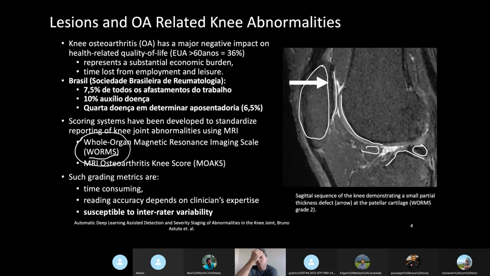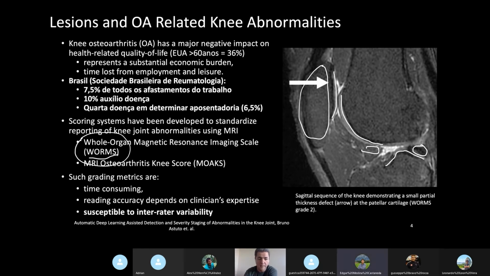The thing is that this 1,500 images that I used to train my models were graded over like 10 years of radiology research. These gradings are very time consuming. The accuracy depends a lot on the expertise of whoever is grading, and they are very susceptible to inter-rater variability, meaning two radiologists a lot of the time are not going to agree.